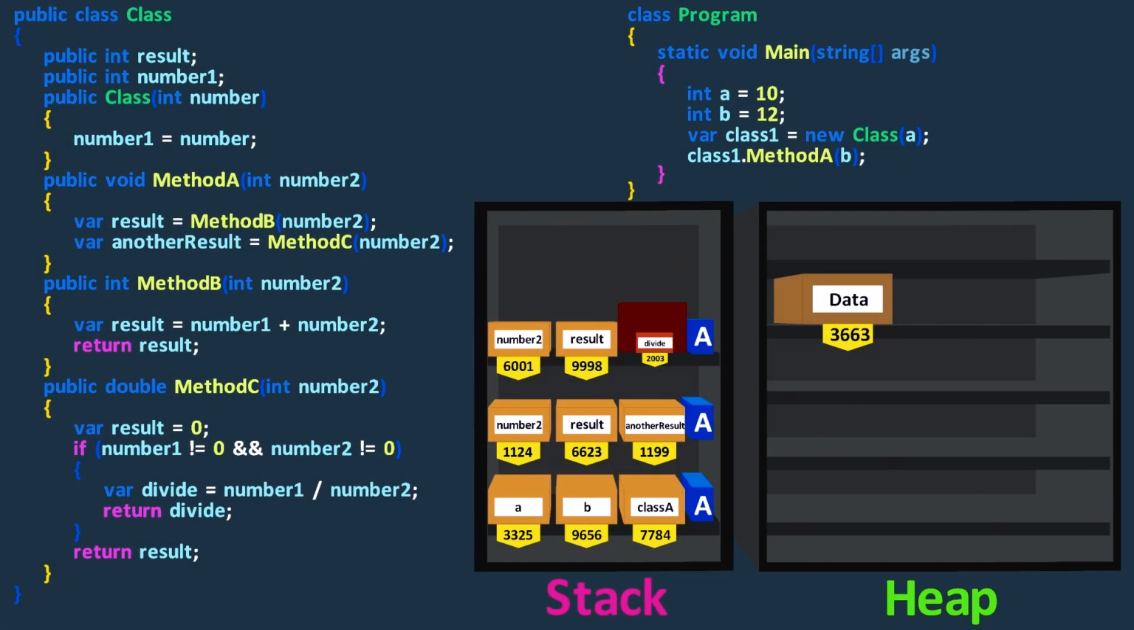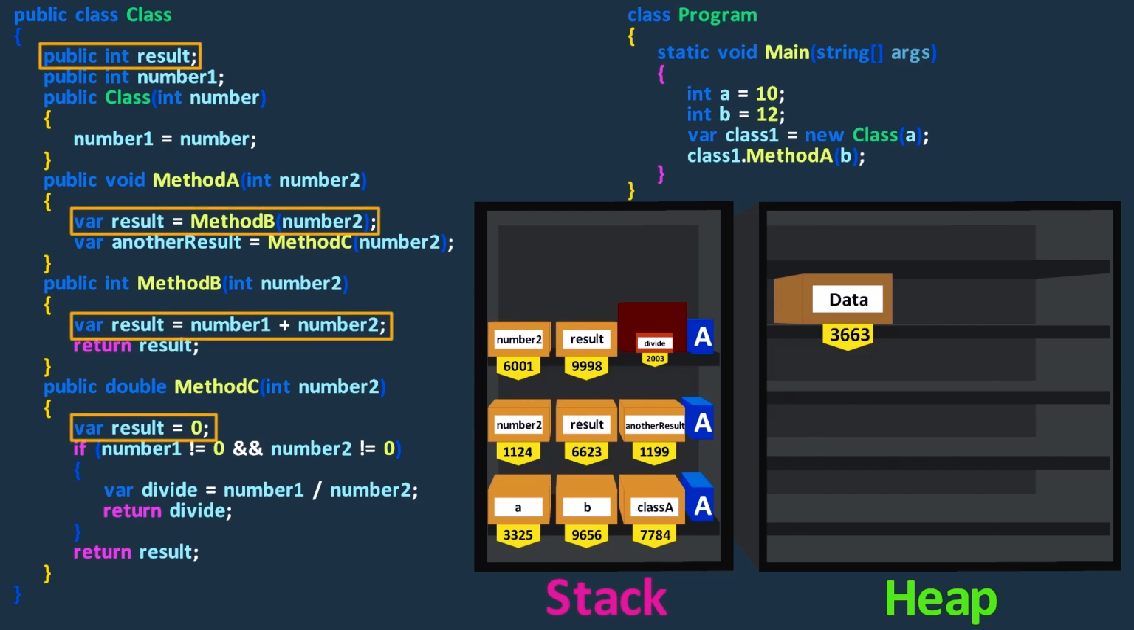Hello guys, welcome back. As you may already know, in C#, we can't use the same name for two variables. But in the previous example, we used the same names for variables multiple times without any errors. For instance, we used a variable called result in both the class and method A. These variables are completely separate and independent, even though they have the same name. The reason is that these variables have different scopes.